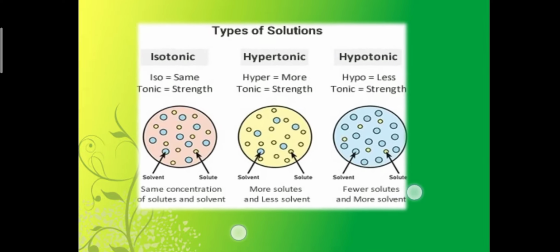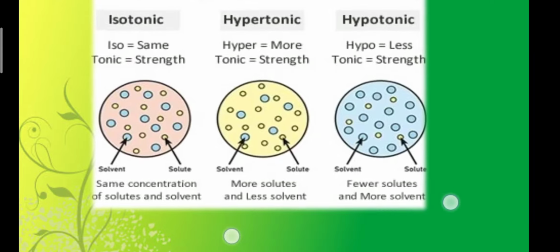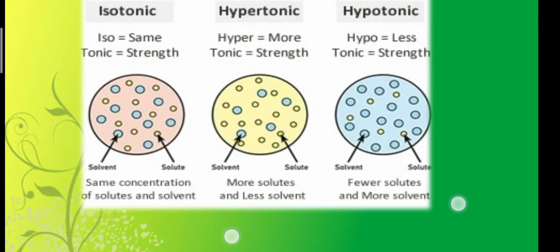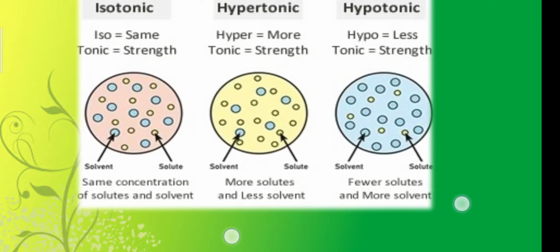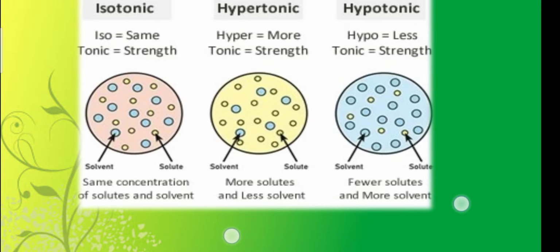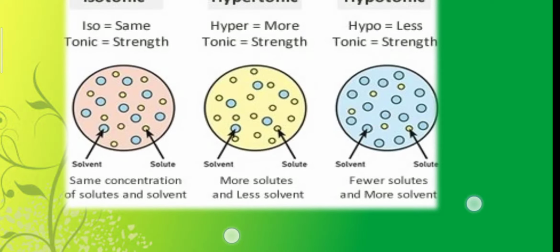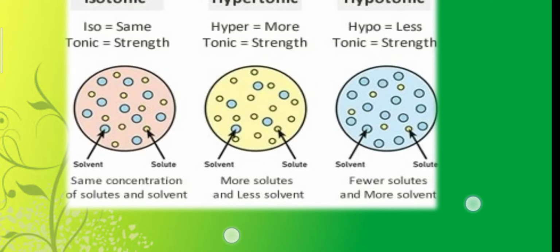To understand these things we need to know about solute and solvent. A solution is made up of two components, solute and solvent. Solute is a part which is added in a solvent, and solvent is the liquid part. It is always liquid. Solute can be solid, liquid or gas. Water is the universal solvent, we say that.